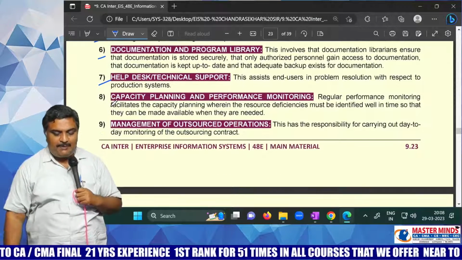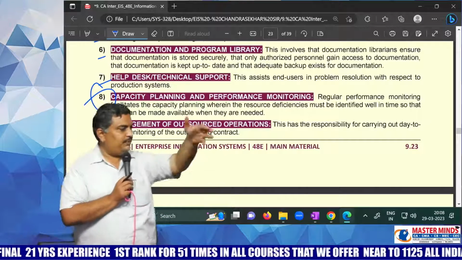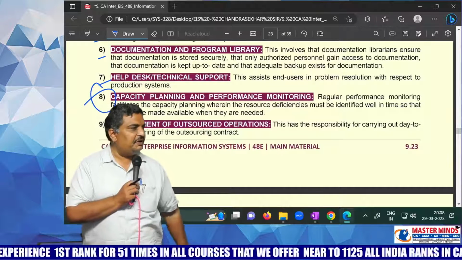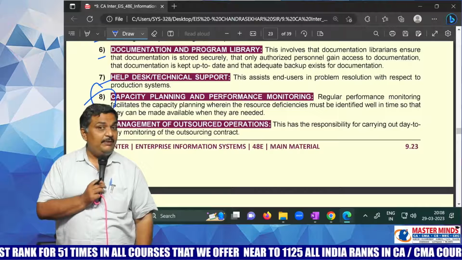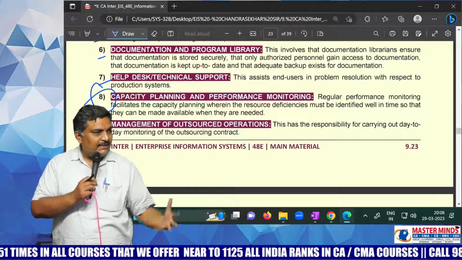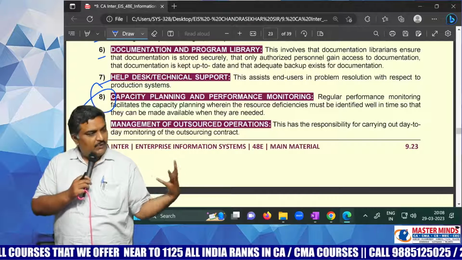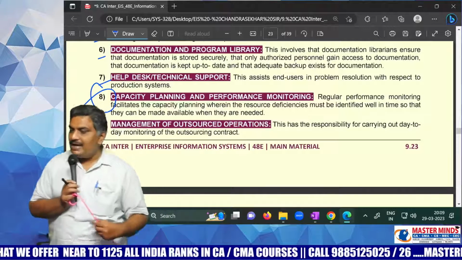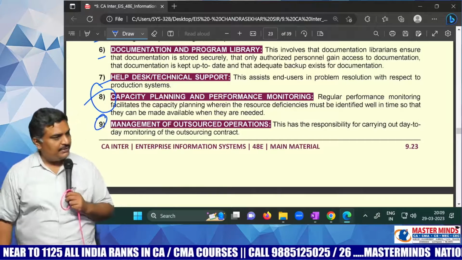And capacity planning and performance monitoring. I am the operations manager. I came on rounds. And that person told me, sir, the system is very slow. If I have entered something, it is taking minutes, sir. Then immediately what should I do? I should change the server, because of capacity planning. More employees are there now and the server is very slow. I need to upgrade the server. That is called capacity planning and performance monitoring.